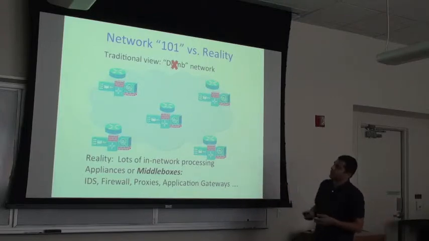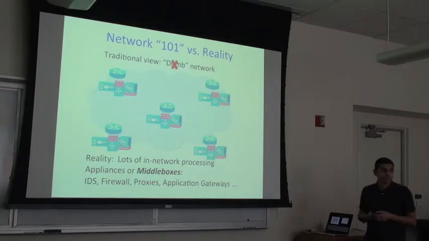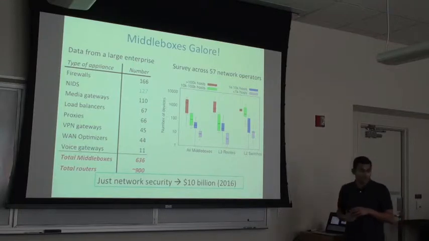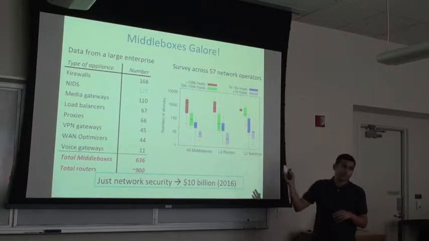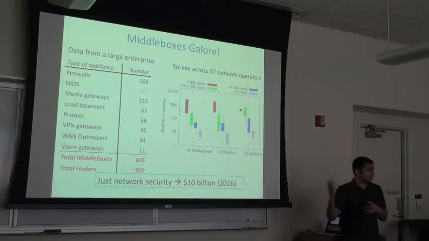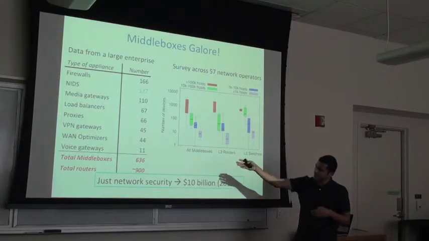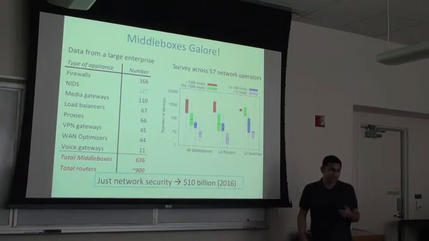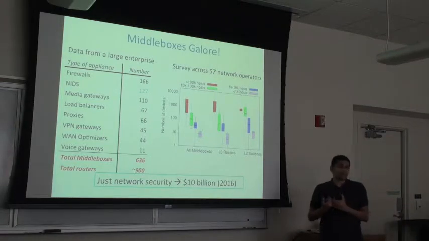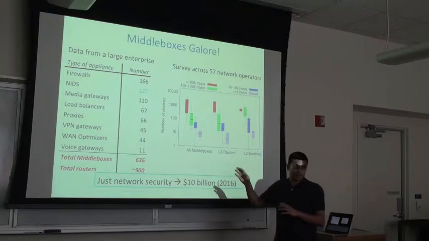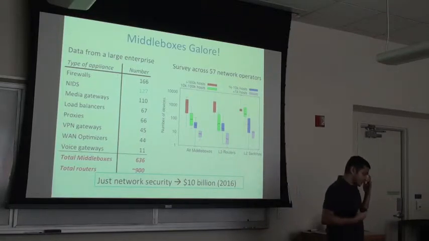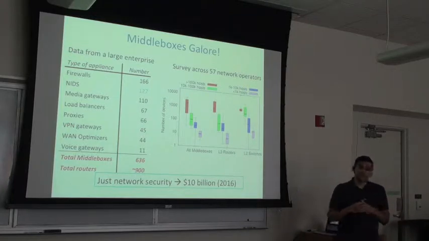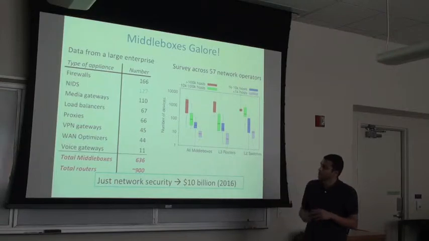To understand the reality, we started by doing surveys of operational networks. The graph here is a survey from 57 network operators in NANOG, and the table here is data from one large enterprise network that we surveyed. The staggering statistic, at the bottom of the table, is that the number of middle boxes, like the firewalls, NATs, and so on, is almost on par with the number of traditional routers and switches in this enterprise network. So in some sense, these seem to be a critical part of the infrastructure, paralleling traditional networking equipment, but as a community, we seem to have ignored them for a while.